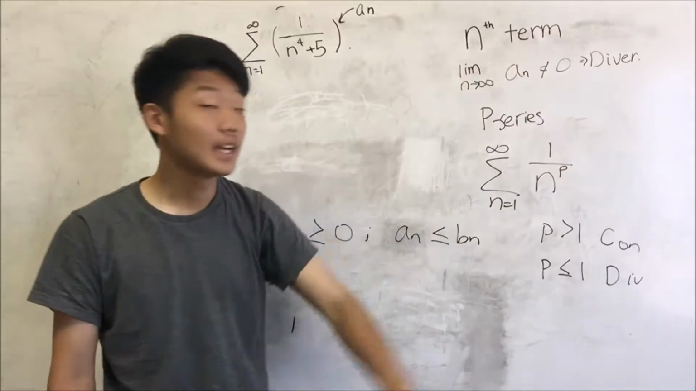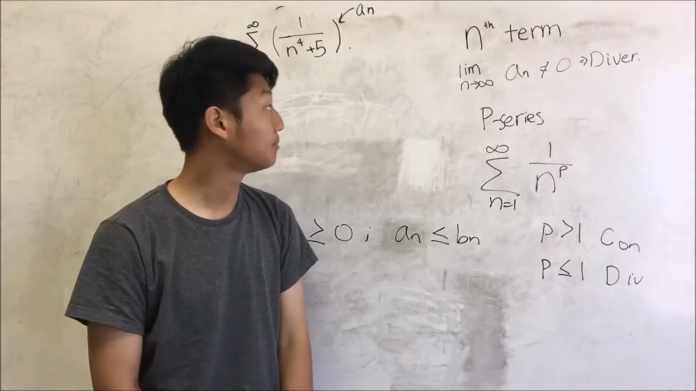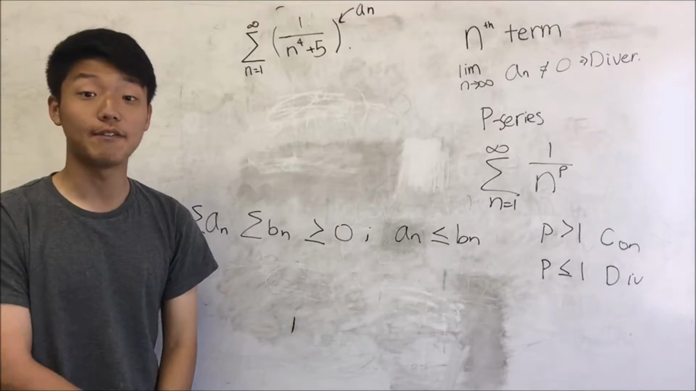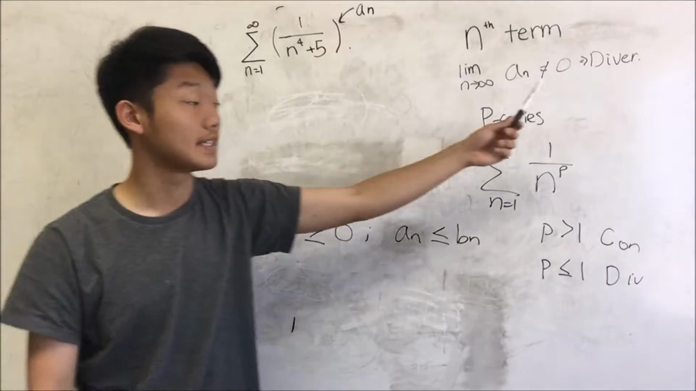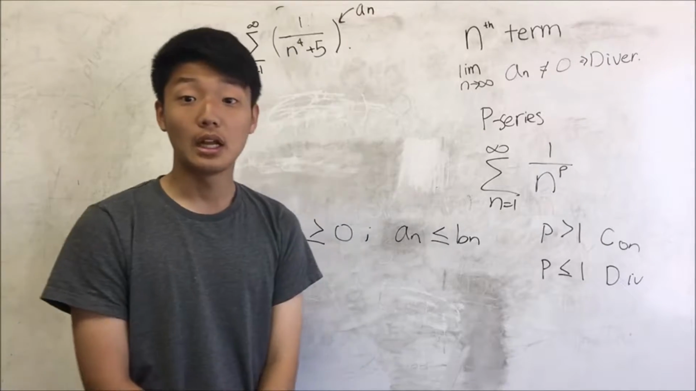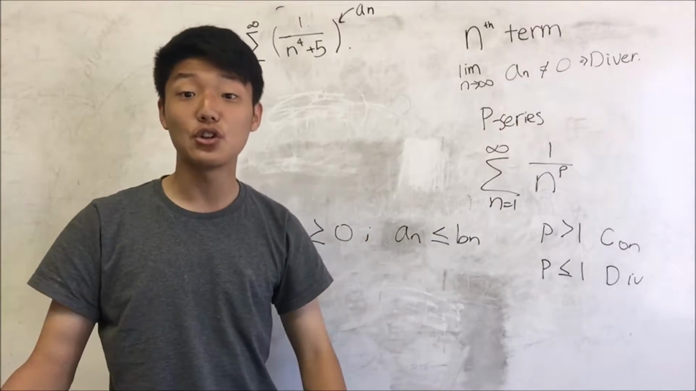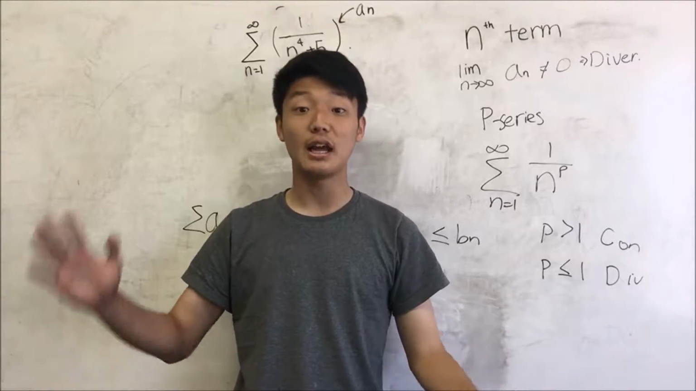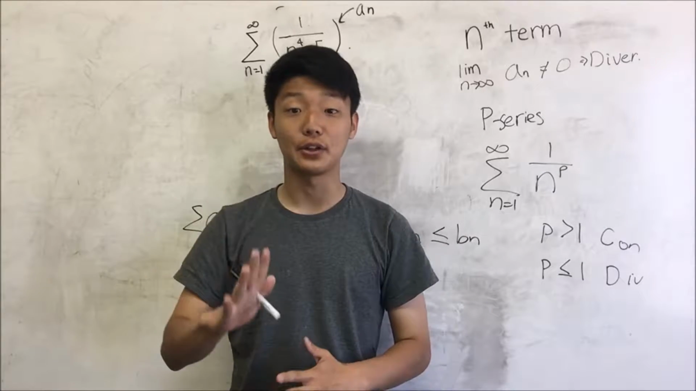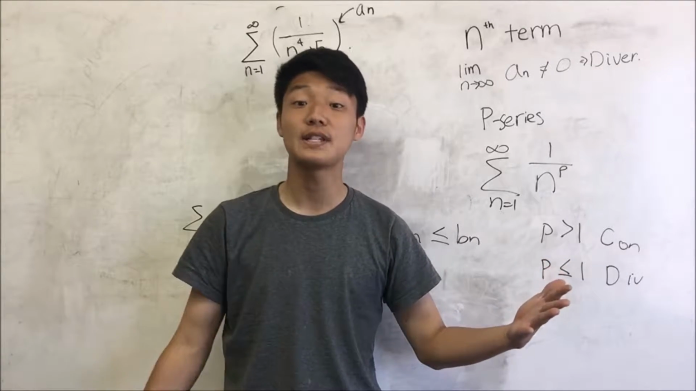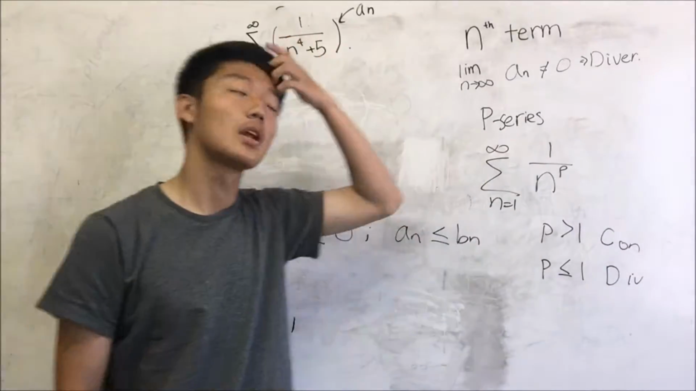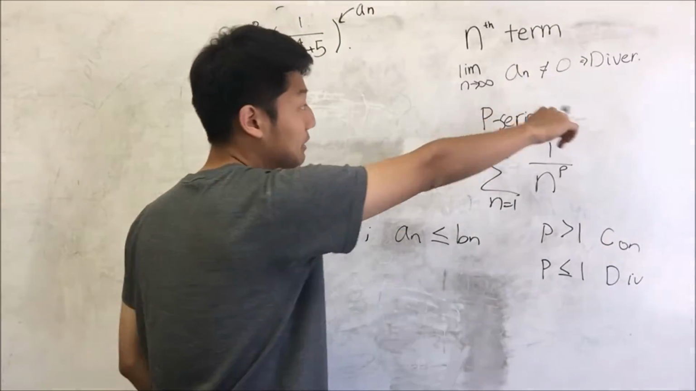Let's jump into the nth term test. In the nth term test, we say as the limit of n approaches infinity, if this function does not equal 0, it is divergent. What does divergent mean? Divergent means the series only has an infinite value, not a finite value. Vice versa, if the series has a finite value, it will be convergent. So if it does not equal 0, it is divergent.